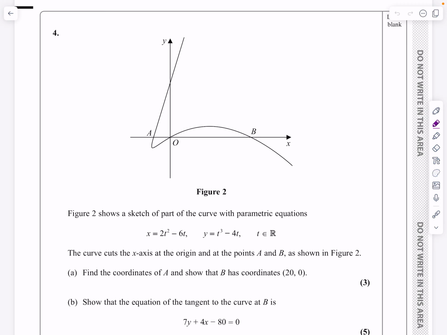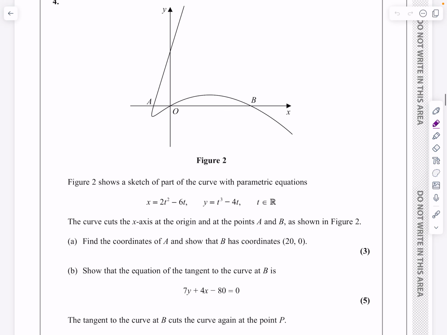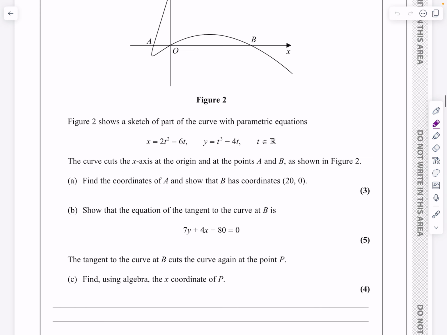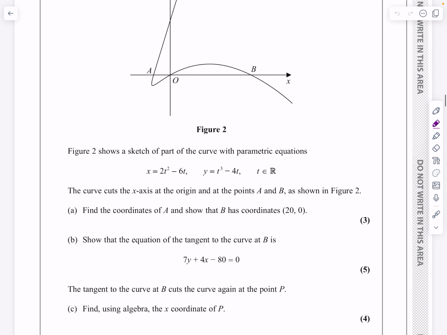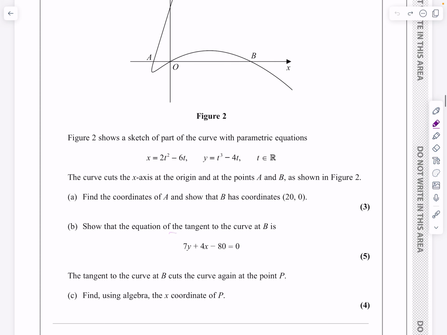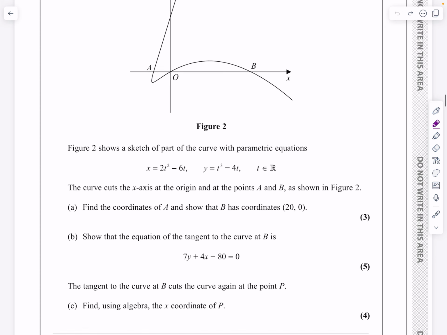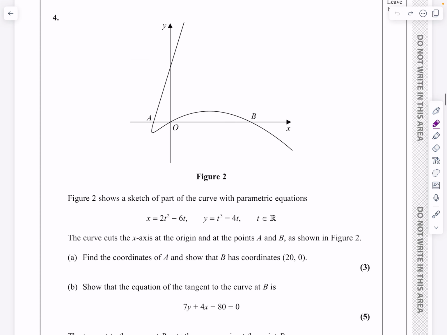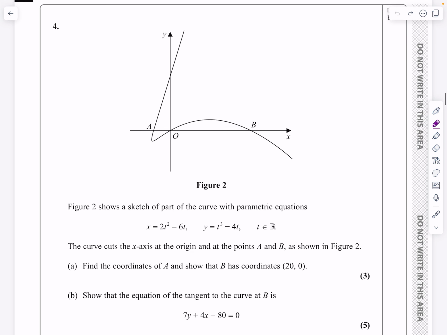Okay, this is the P4 paper from October 2020. It's question number 4, and as you can see, this is a coordinate geometry, well, parametric equations question, and a little bit later on we're going to be working out the equation of a tangent, which means we're going to be differentiating parametric equations. Let's have a look at it to see what we're going to do for part A.